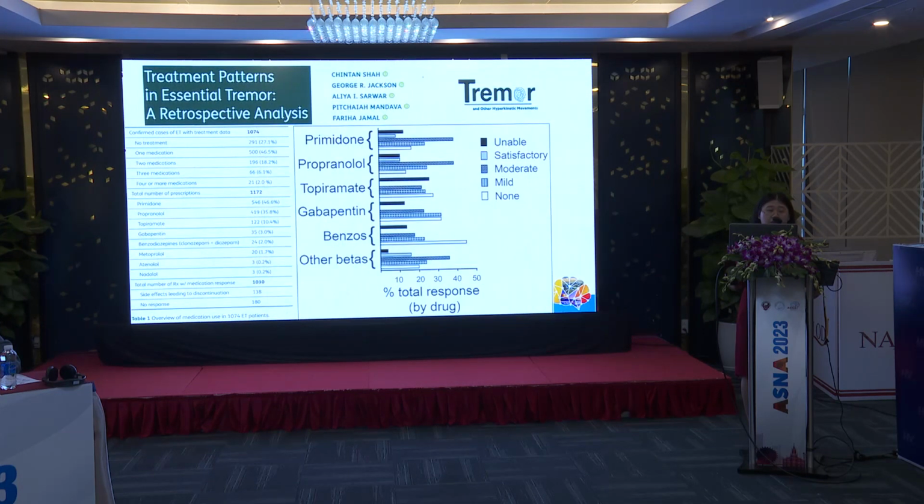In another retrospective analysis, we can see 27.1% of patients didn't receive any treatment, and 46.5% received monotherapy. 18% of patients received two medications, and 6.1% of patients received three medications. And primidone was the most used, followed by propranolol, topiramate, gabapentin, and benzodiazepine.